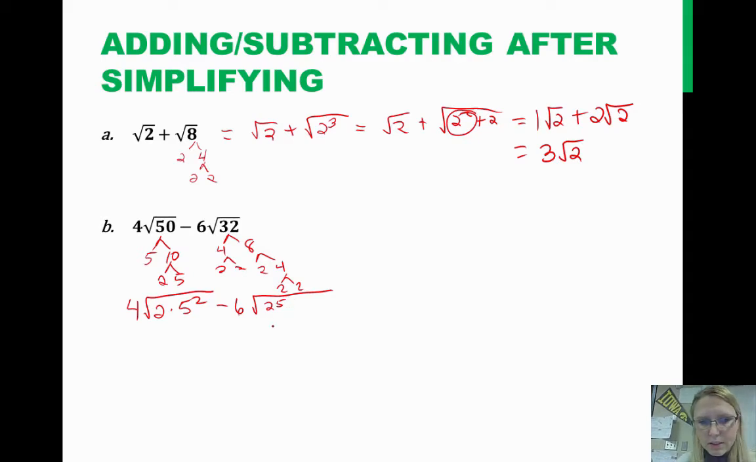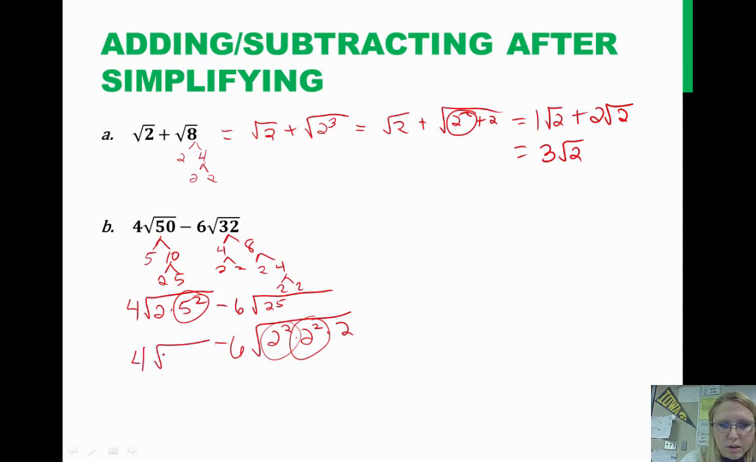Now I'm going to write this as 6 square root of 2 to the second times 2 to the second times 2, because I can take these ones that have the power of 2 out, and this can be taken out as well. So I have 4 square root of 2 times 5 to the second. So now let's bring those outside.